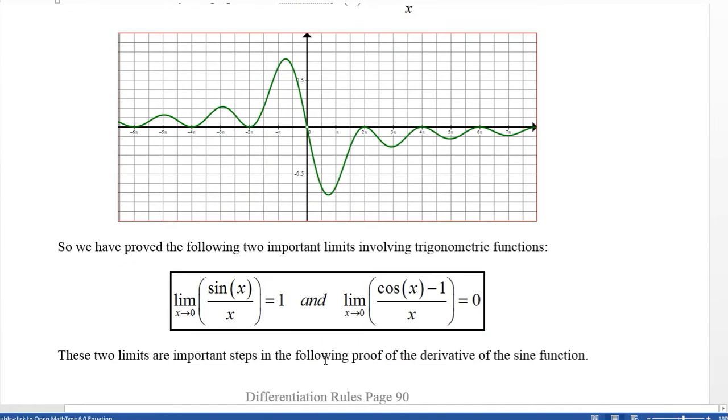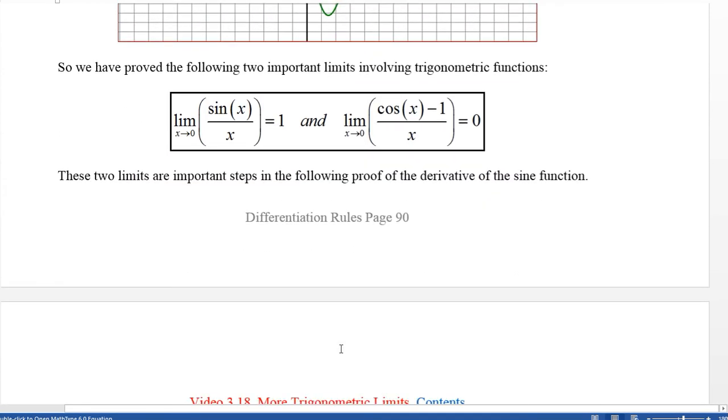So, net result, we've got a couple of important limits here. The limit as x goes to 0 of sine x over x equals 1, and the limit as x goes to 0 of cosine x minus 1 over x equals 0. And these two results are very important steps in proving and finding what the derivatives of some of the trig functions are, particularly the derivative of sine of x. And then cosine x will kind of come from that as well.